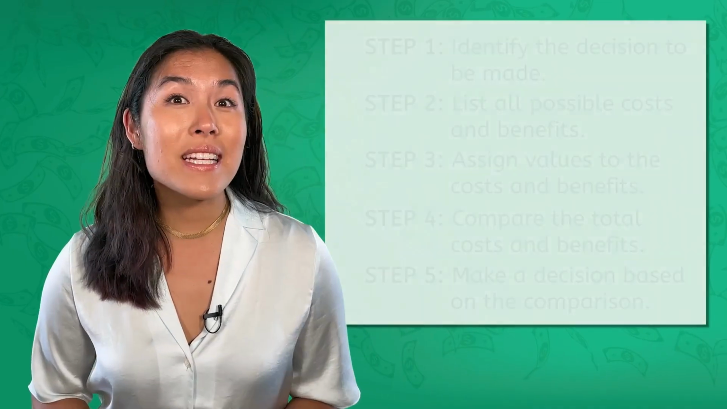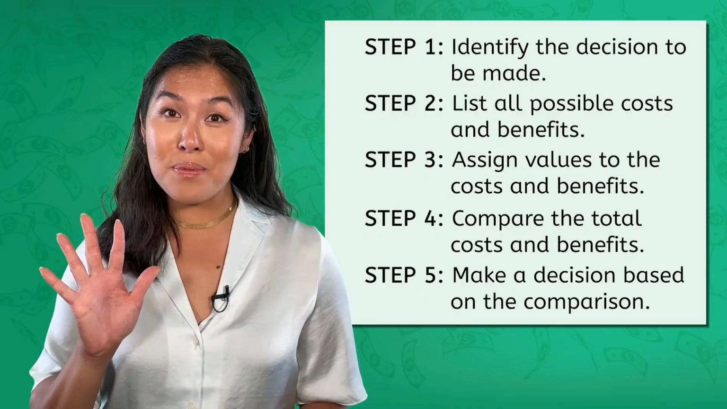Okay, so now you understand what a cost-benefit analysis is and why it might be more useful than, say, flipping a coin or creating endless lists of pros and cons. But how exactly do you do it? Economists break it down into 5 basic steps.